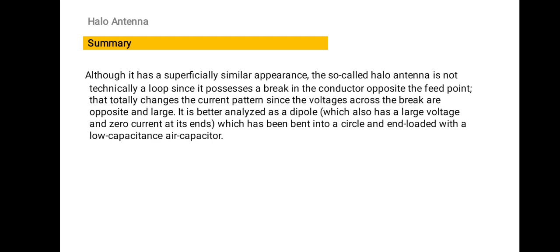So the summary is, although it has a superficially similar appearance, the so-called halo antenna is not technically a loop since it possesses a break in the conductor opposite the feed point. This totally changes the current pattern since the voltages across the break are opposite and large. It is better analyzed as a dipole, which also has a large voltage and zero current at its end, which has been bent into a circle and end loaded with a low capacitance air capacitor.